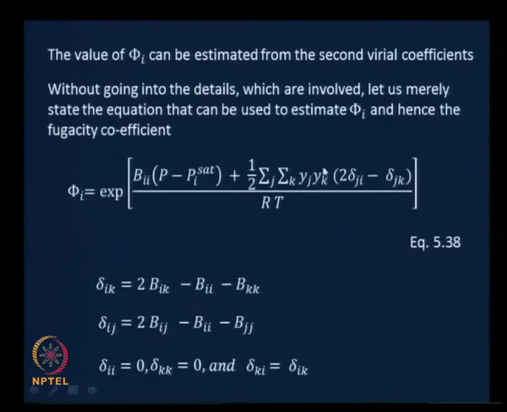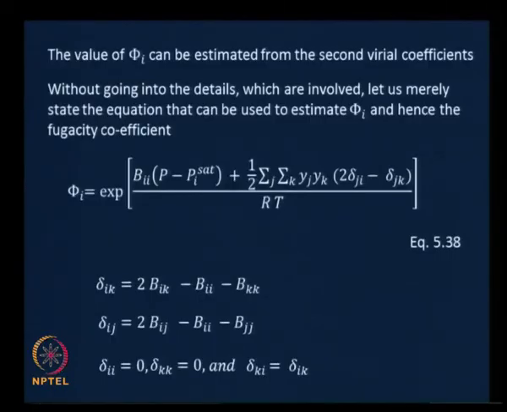Therefore, there is a way of estimating this phi I from the second virial coefficients, and going back you can get the other quantity that we are looking for. What we did in this particular section is to look at a method of estimating the fugacity coefficient from the conditions of vapor liquid equilibrium. Since the other things are slightly different, let us start them in the next class. We will stop here for this class.